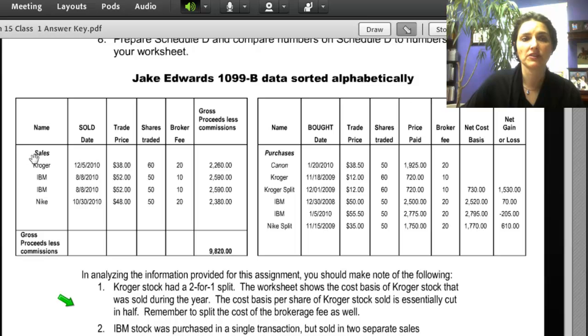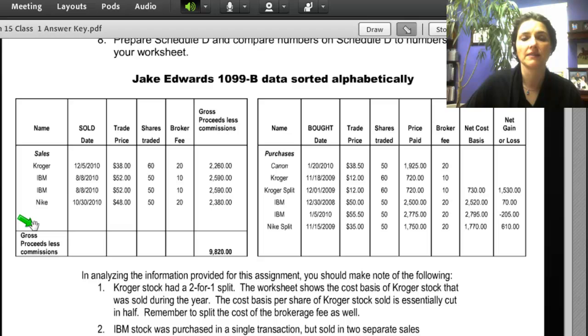And here's how we arrange things for Jake Edwards. We had sales of Kroger, IBM, and Nike, but in the wording of the problem we told you that Kroger had a 2-for-1 split. The worksheet shows the cost basis of Kroger stock that was sold during the year. The cost basis per share of Kroger stock sold is essentially cut in half. Remember to split the cost of the brokerage fee as well. So here is the trade price on the sale of the Kroger, the number of shares sold, and the broker fee at the time of sale.